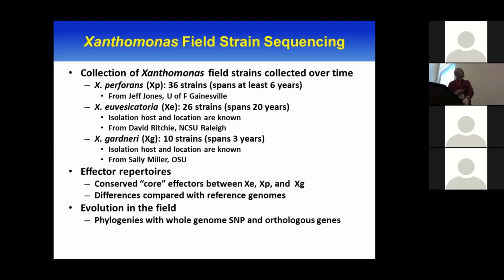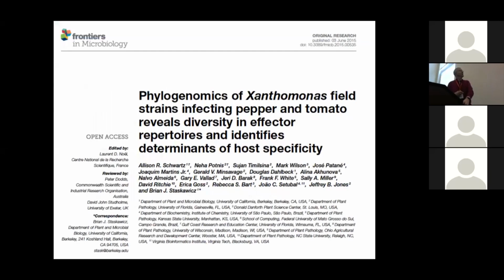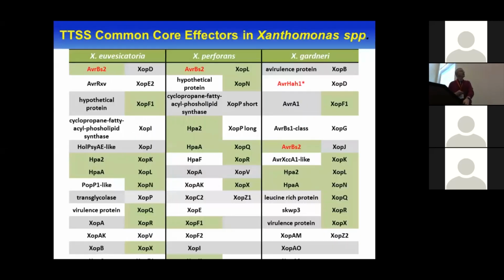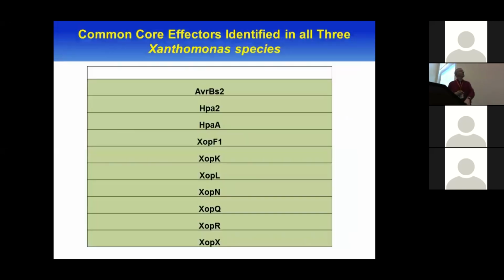So this is all published stuff right now, but essentially we've collected various pathogens, and we're interested in trying to understand the core types of things. This was published a year ago in Frontiers in Microbiology. So it's basically the phylogenomics of field strains of these pathogens. You can then start to look at all the different types of effectors. Don't worry about the names up here, these are just effectors. But what we did is we found a common core set of effectors that were in all of these particular pathogens.